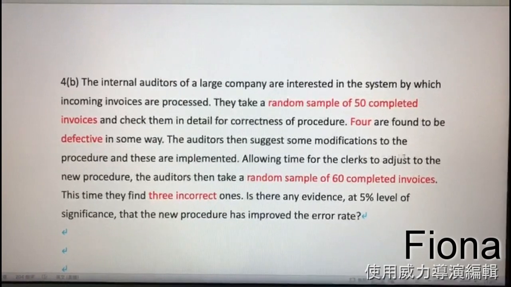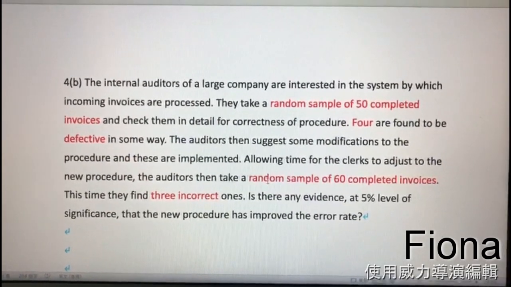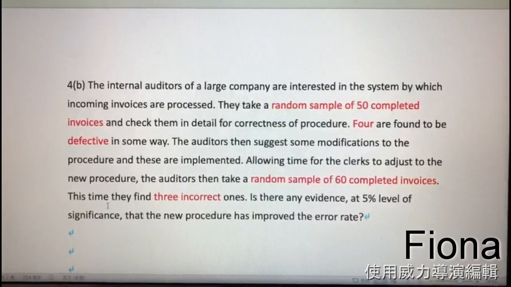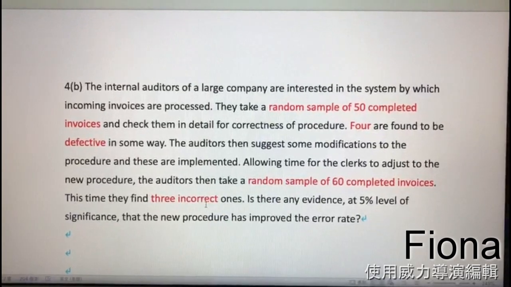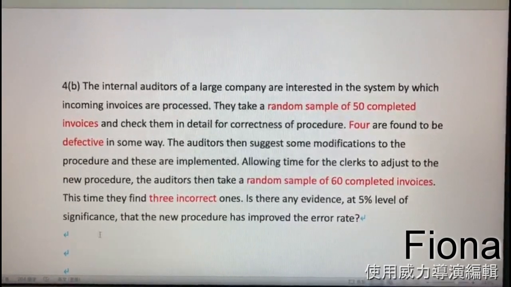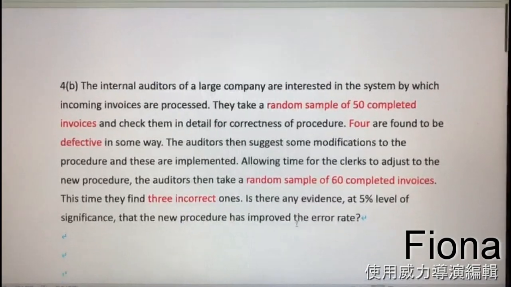The auditors then suggest some modification to the procedure, and these are implemented. Allowing time for the clerks to adjust to the new procedure, the auditors then take a random sample of 16 complete invoices. This time, they find 3 incorrect ones. Is there any evidence at 5% level of significance that the new procedure has improved the error rate?